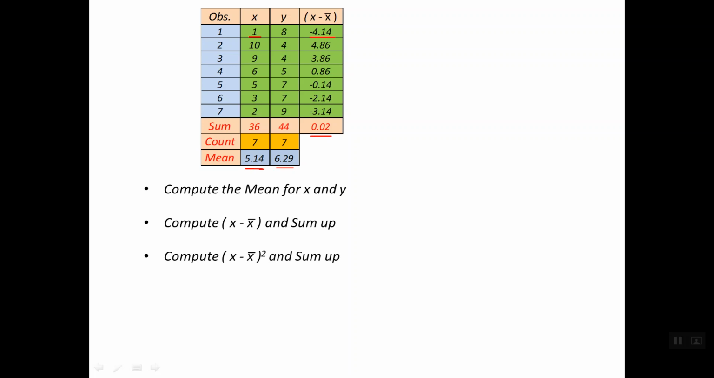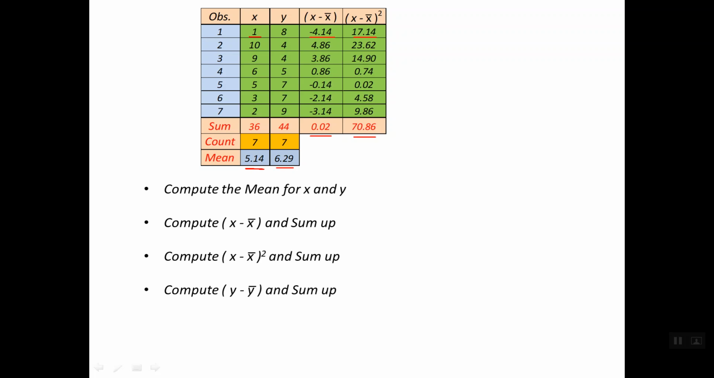Then we square the calculated value of x minus x bar and take the sum up. So this column contains the square of x minus x bar. For the first observation, the square is 17.14 and the sum is 70.86.